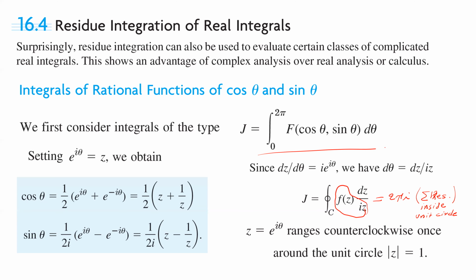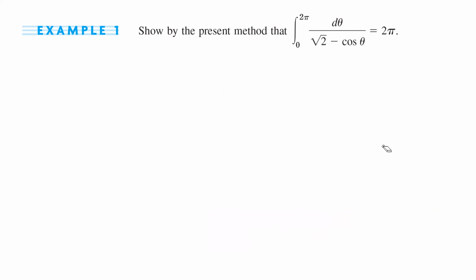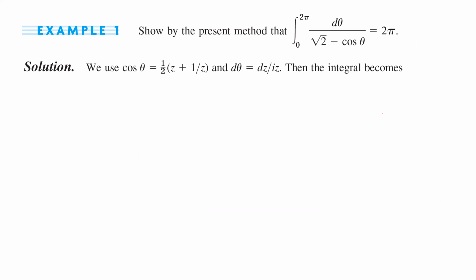Okay, but sometimes these integrals are not easy to do in real calculus. Any questions? All right. A simple idea, right? So, change of variable. This is an example: the integral from 0 to 2 pi of d theta divided by square root of 2 minus cosine theta. You see here, square root of 2 minus cosine theta is in the denominator. This is not an easy integral to do. So let's see what happens if we apply this method.